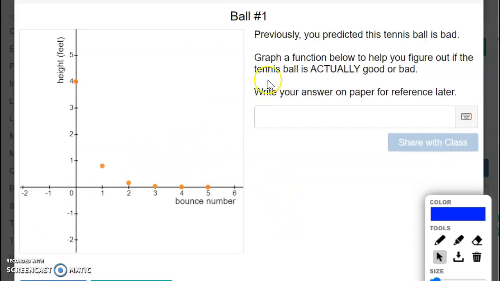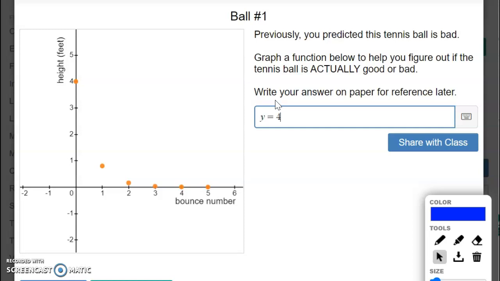Okay, here we go. Card number 11. Ball number 1. Previously, you predicted this tennis ball is bad. Graph a function below to help you figure out if the tennis ball is actually good or bad. Write your answer on paper for reference later. So if I was to try to write the equation of this graph, what would that look like? Where is the starting value? When x is equal to 0, at the beginning, how high was it? It was close to 4, right? So I can write 4 there.